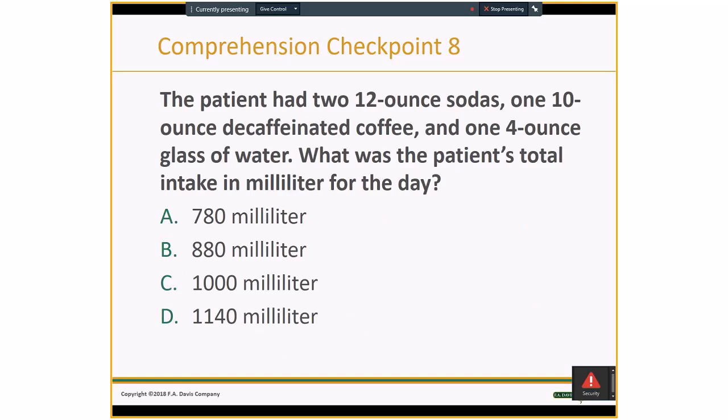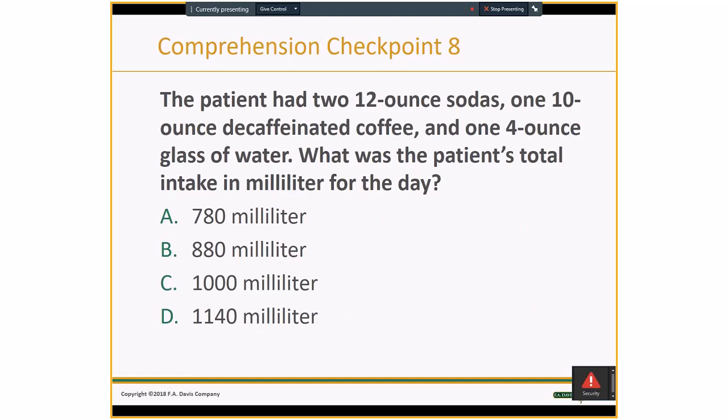So we're doing the sodas again. I have a 12-ounce soda, a 10-ounce decaffeinated. Oh, we're adding them all together. So I did the 12 times 30 mLs equals 360. That's for the soda. Then they actually drink 2 of those, so I did the 360 and 360 for the other soda.